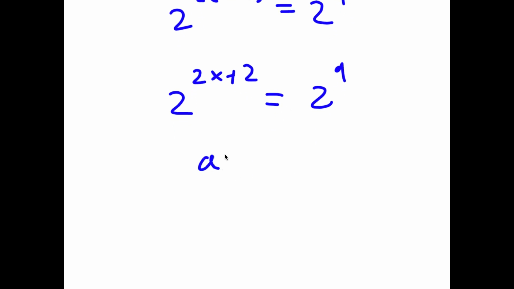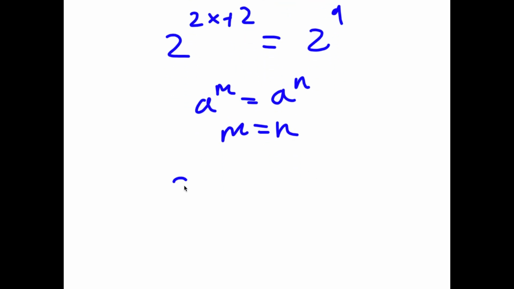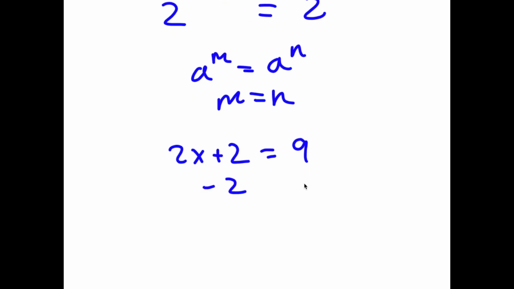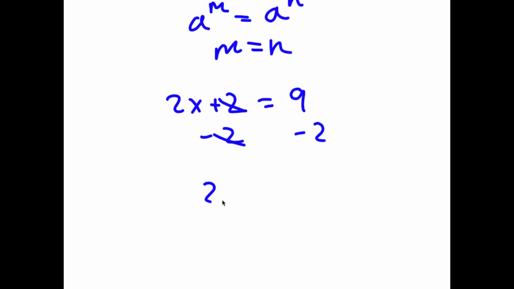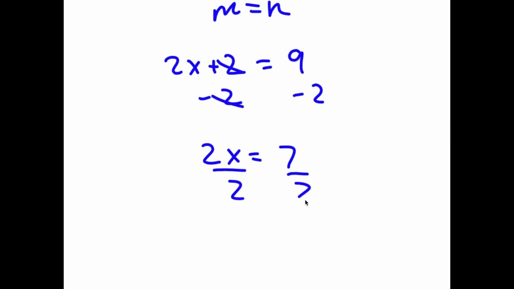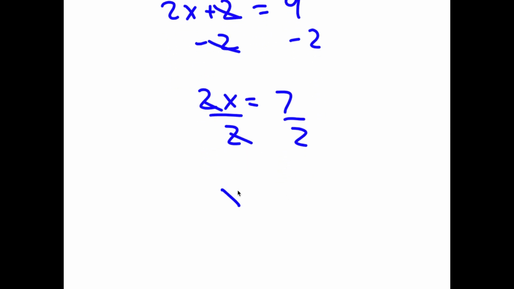Now if I have something in the form a to the power of m is equal to a to the power of n, this means that m is equal to n. So in this case, 2x plus 2 is equal to 9. If I subtract 2 on both sides, I get 2x is equal to 9 minus 2, which is 7. And if I divide both sides by 2, I get x is equal to 7 over 2.